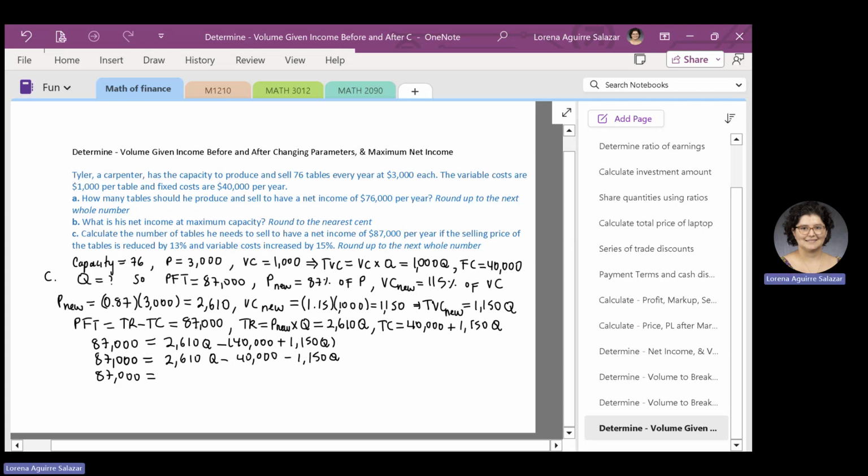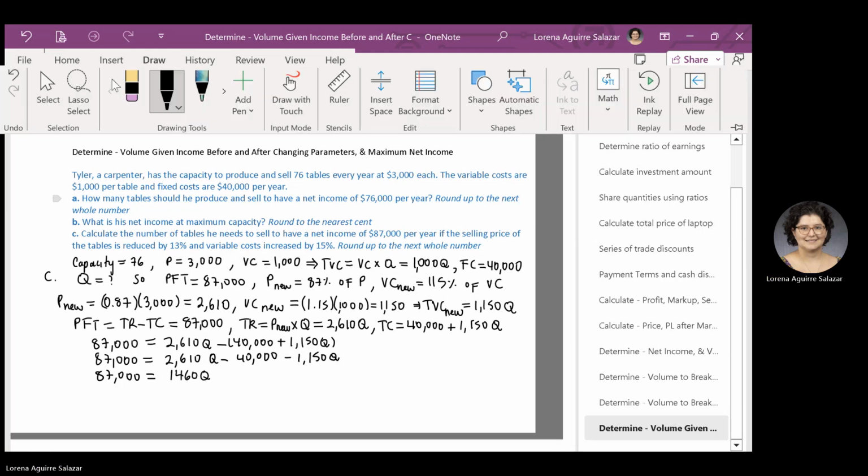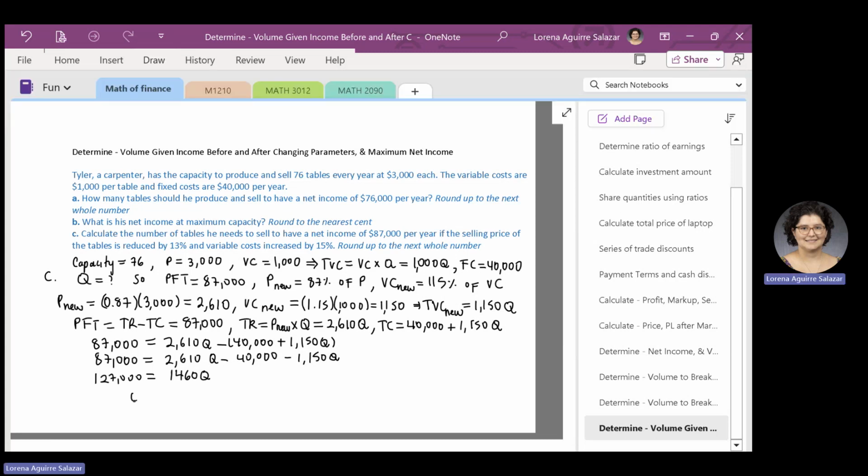So here we have 2,610 minus 1,150, that's 1,460 Q. And when we bring the 40,000 over to the left, we get 127,000. So Q should be 127,000 divided by 1,460. And that number is 86.986, etc.